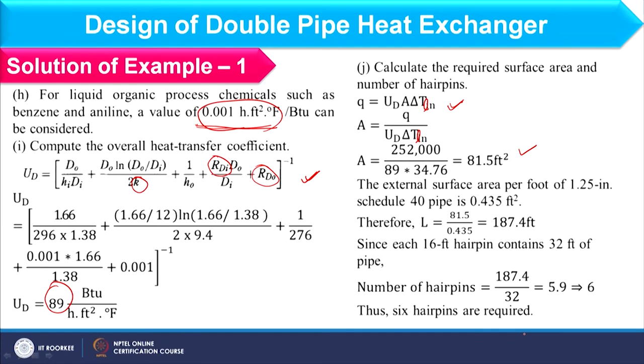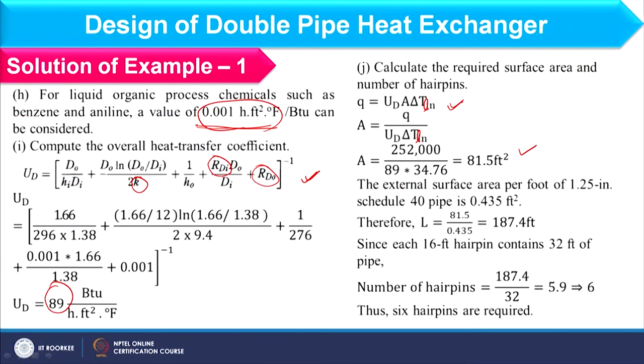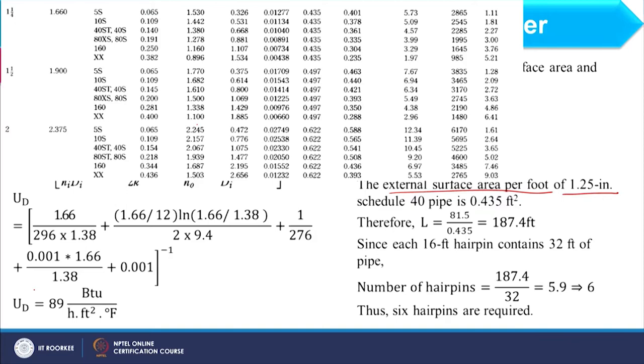And next, what we have to find out is the overall length of the exchanger, because we have to calculate the number of hairpins, and one side of a hairpin is 16 feet. So, we will first calculate the overall length and then find the number of hairpins by dividing that value by the length of one hairpin. Let us focus on the calculation of total length of the exchanger. To calculate that we need the external surface area per foot of the inner pipe, that is 1.25 inch schedule 40 pipe, and that value comes as 0.435. So, how can I obtain that value?